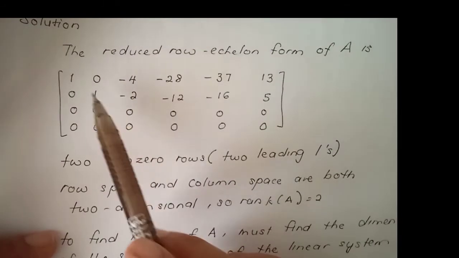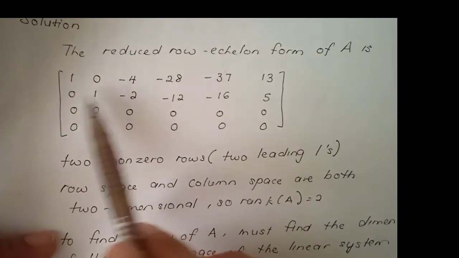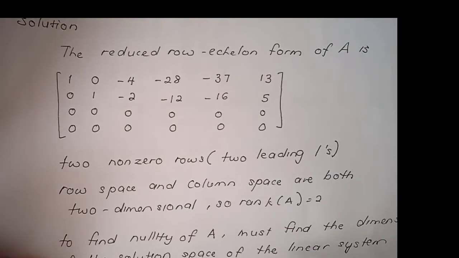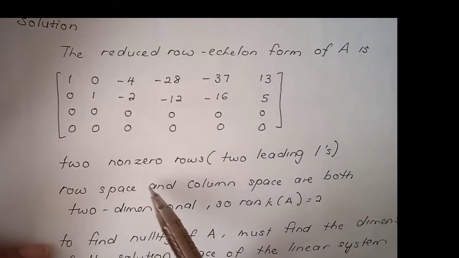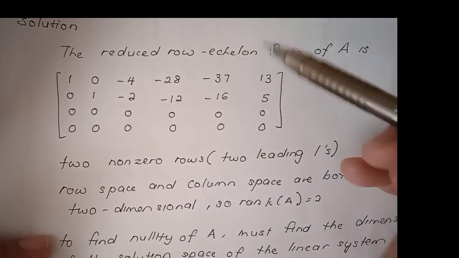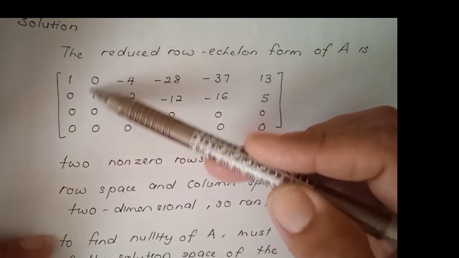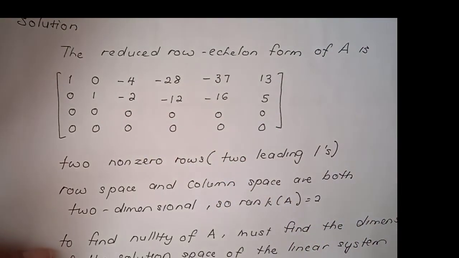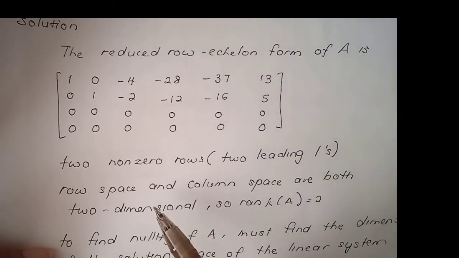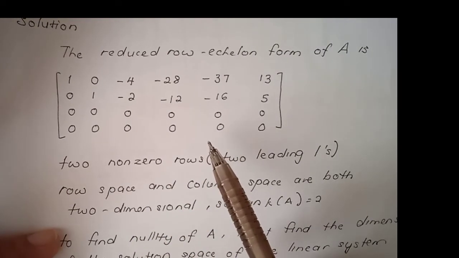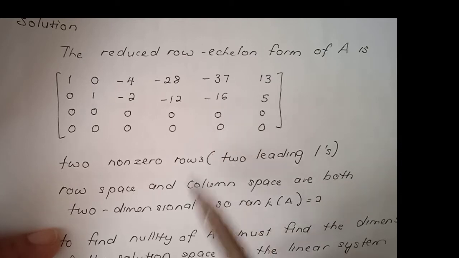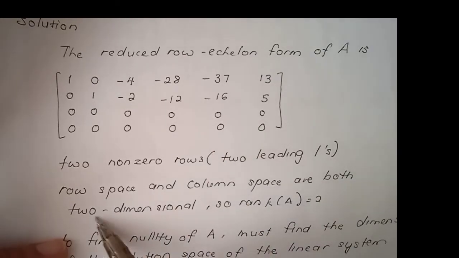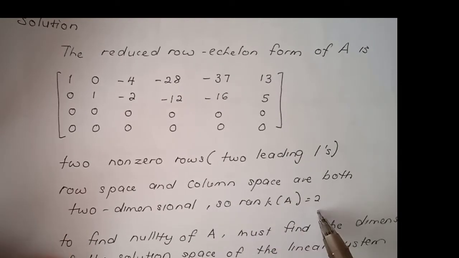So the first 2 rows here are the basis for the row space. And with the 2 non-zero rows, there are 2 leading ones. Where the leading ones are, we take this column and this column, and they form a basis for the column space. So the number of leading ones makes the dimension 2. So the dimension for matrix A is 2, and the rank also is 2.